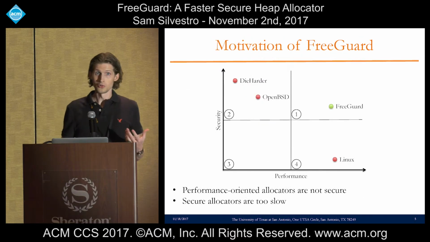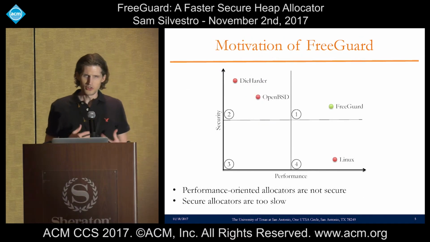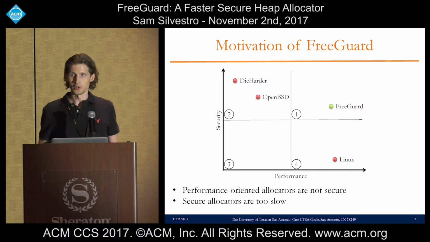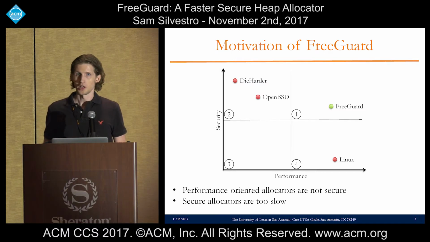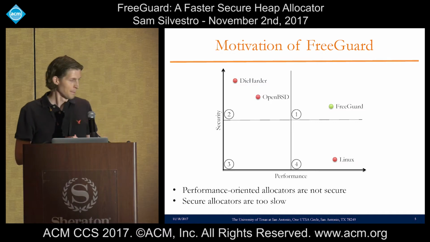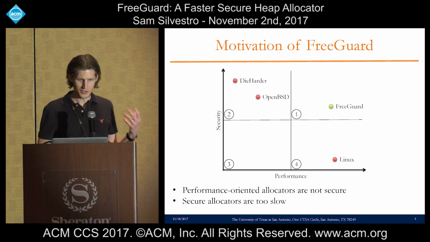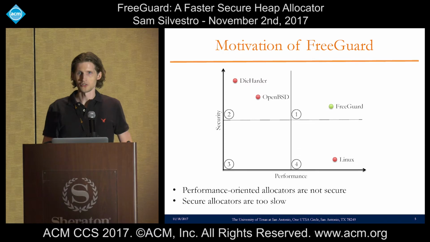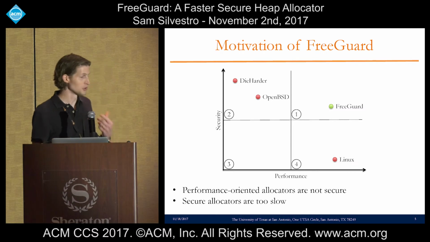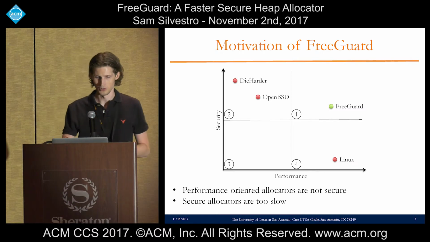So this leads into the motivation for FreeGuard. Up to this point, we've had a choice between performance-oriented allocators that aren't secure and secure allocators that are too slow. So if we were to plot these allocators on a pair of axes where X is performance and Y is security, we would see the Linux allocator about here. It offers good performance, but almost nothing in the way of security.